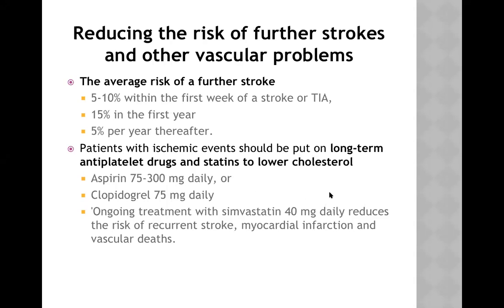After going through the management and complications of acute stroke, especially the ischemic type, let's talk about how to reduce the risk of further stroke in the future. Now, before that, let's talk about what the risk is. The average risk of a future stroke would be 5 to 10% within the first week of a stroke or TIA. See, this is quite a high percentage. 5 to 10% within the first week of a stroke or TIA, 15% in the first year, and 5% per year thereafter. So there is a good chance that a further stroke can happen later on.